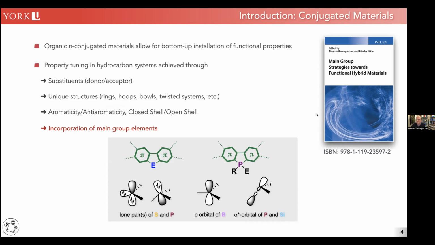If you want to learn more about this, I have to put a little bit of an advertisement in here. There's a book that my good friend Frieder Jäkle and I, who were postdocs in the same group, edited. He works on boron conjugated materials and is at Rutgers University. So we edited this book, and basically you can see what main group elements across the periodic table can add to functional materials.